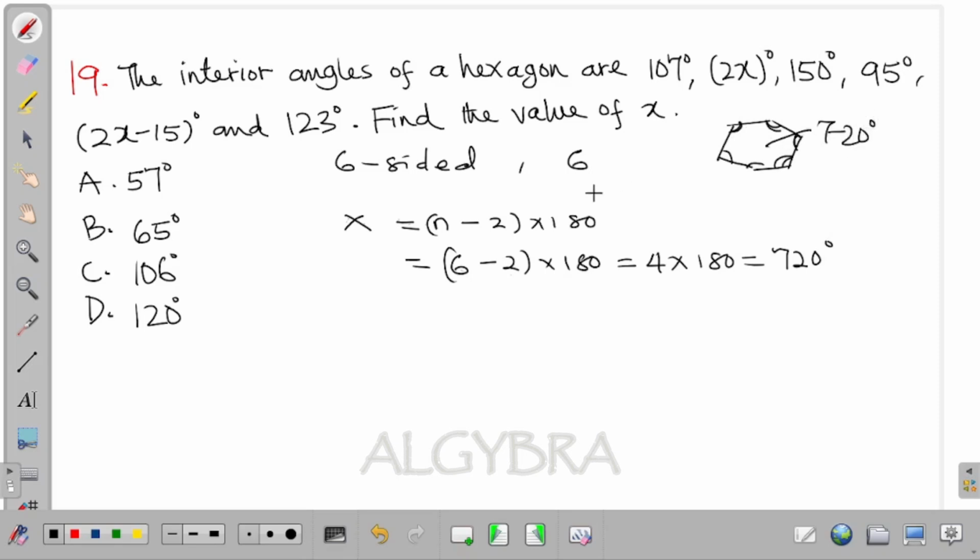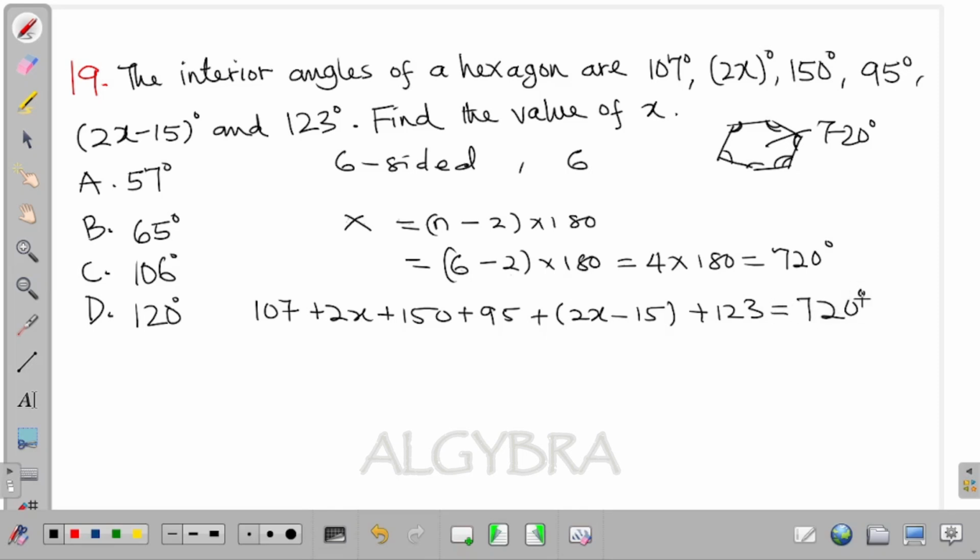But for this hexagon, we're given that the angles are 107, 2x, 150, 95, 2x minus 15, and 123. So it therefore means that 107 degrees plus 2x degrees plus 150 degrees plus 95 degrees plus 2x minus 15 degrees plus 123 is going to be equal to 720 degrees. Okay, so that is it.